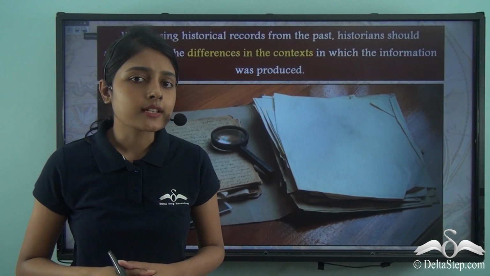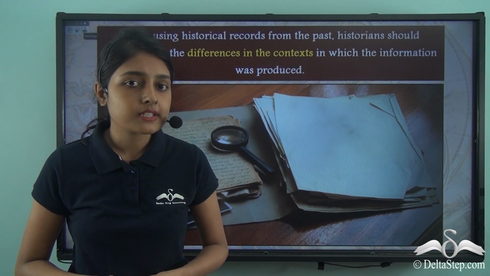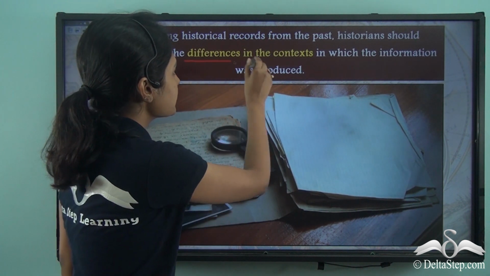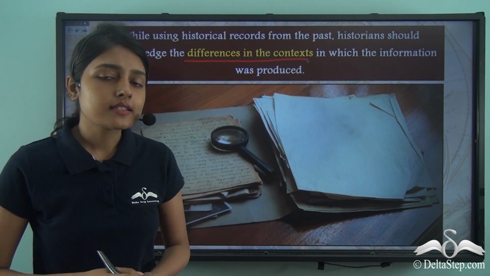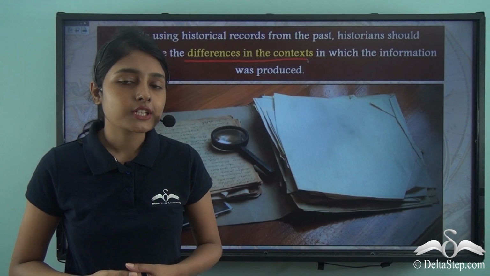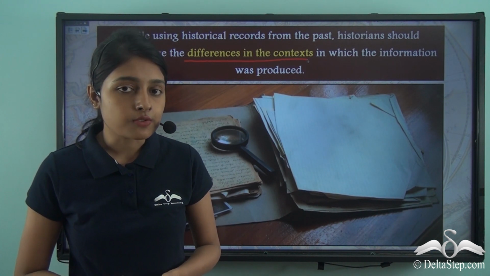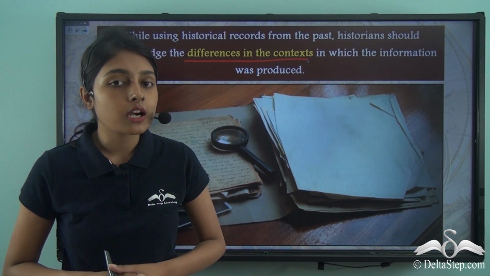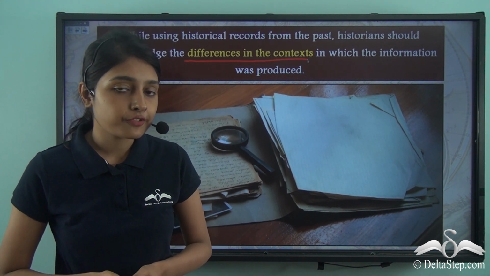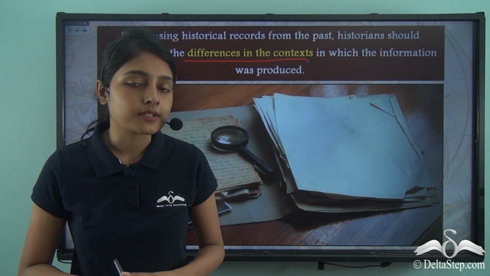Now as historians, scholars, or even as students of history, it is imperative on our part to acknowledge the differences in the contexts when we study historical records from the past. What does this mean? We have to take into account the different contexts in which information was produced. We also have to take into account the background of the person who wrote that piece of information. Now allow me to give you an example so that you can understand this better.